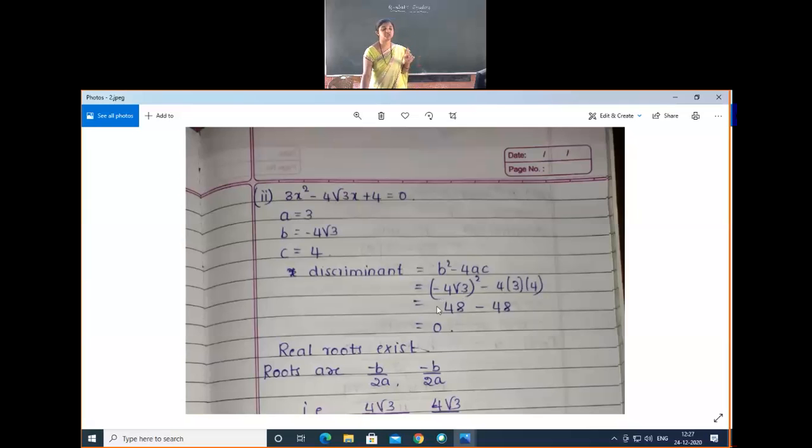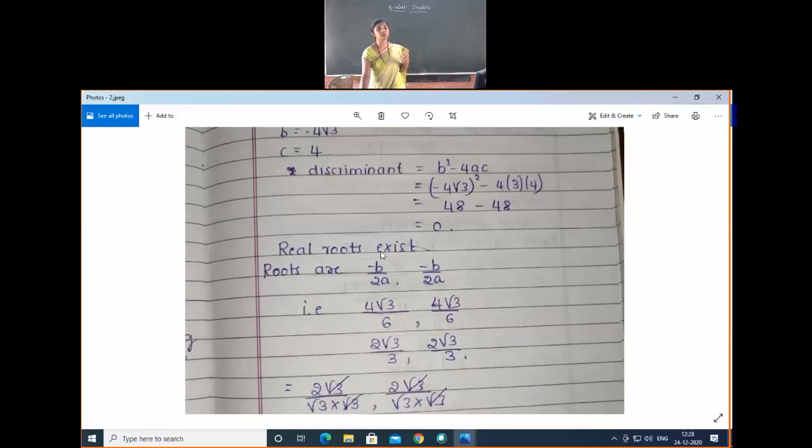Substitute and simplify. Minus 4 root 3 whole square, we apply the square for minus, then minus square is plus, 4 square is 16, then root 3 whole square is 3, 16 3s are 48, minus 4 into 3 into 4, that is also 48. 48 minus 48 is equal to 0. Real roots exist, roots are real. 0 in the sense b square minus 4ac is equal to 0, in the sense roots are real.